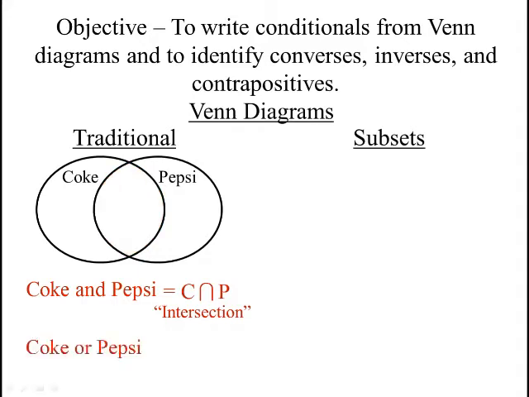Now, if you look at Coke or Pepsi, that would be the union, and it's just the same symbol flipped upside down, so it's a U. And it's easy to remember. This looks like an N for intersection. This looks like a U for union. So the union, where would those people be? The people that like Coke or Pepsi? Well, it's everybody, because these people like Coke, and these people like Pepsi, and these people like both, so they like Coke or Pepsi.